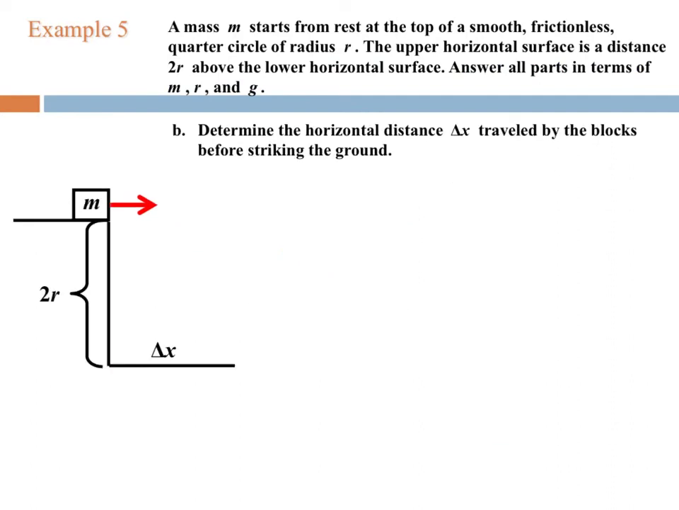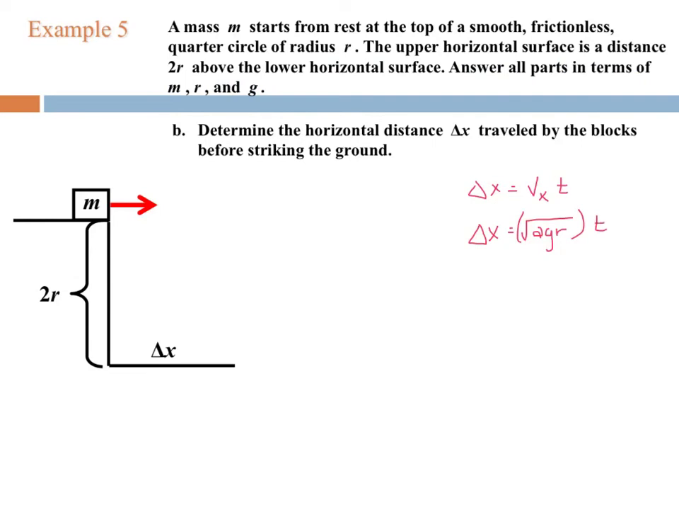The second part of the problem asks us to determine the horizontal distance delta x traveled by the block before striking the ground. Now, we can't use energy equations because we can't get that kind of detail out of energy equations. So we have to go back to using horizontal projectiles. If I want to solve for delta x, I need to know my velocity in the x direction times time. Well, I solved for my velocity in the x direction in the previous problem. It was the square root of 2gr. But what I don't have is time.